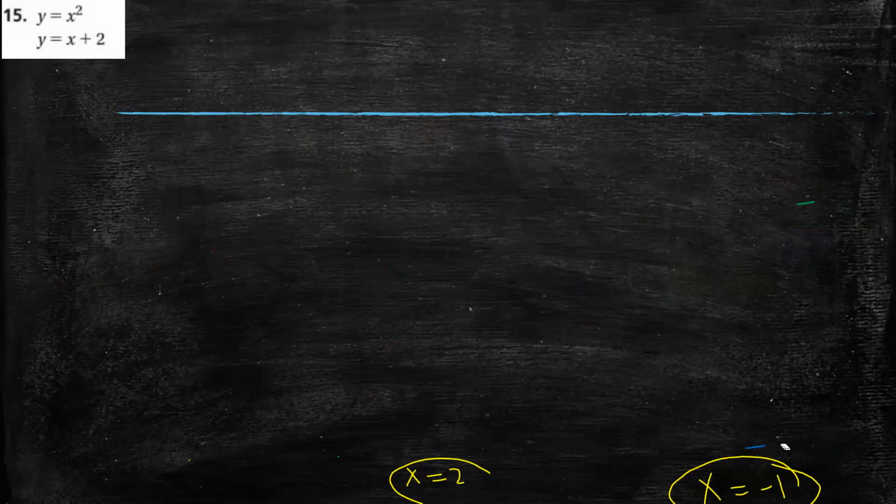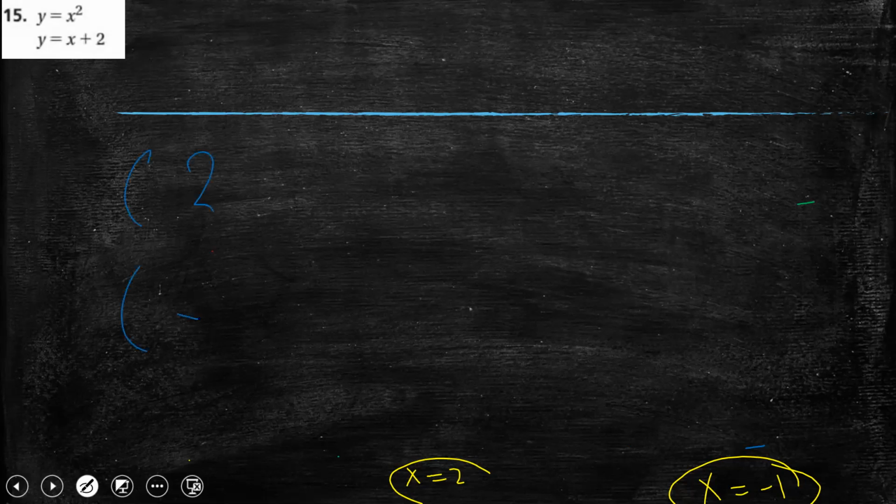I have now x is 2 and x is negative 1. Let's see. 2, negative 1. I need to find now the y's. How? Substitute in any equation. I need now to substitute in the equation. Let's choose any one. What did you want to choose? The equation that has x squared.